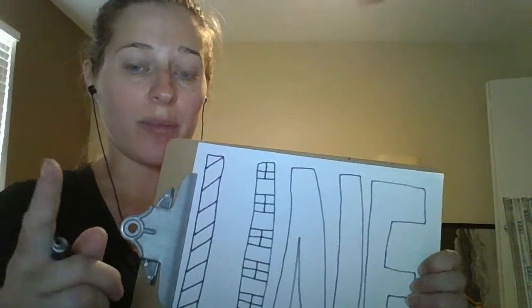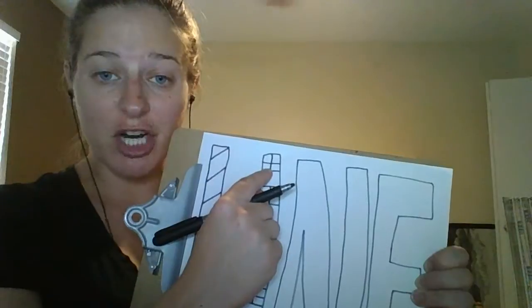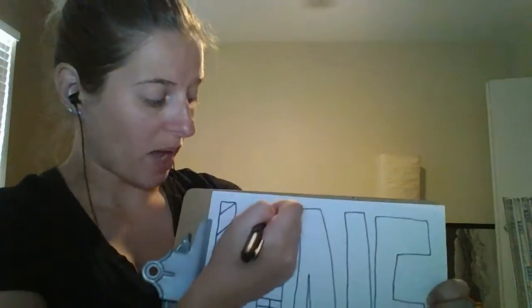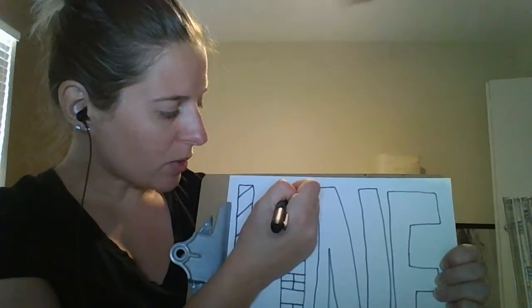Another thing that we can do with our perpendicular lines is color them like a checkerboard. It's really easy because there's only 4 boxes. So I'm going to color in this one.